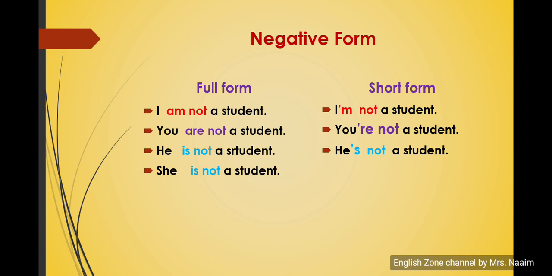هنا نفس الشيء مثل he and she، نفس الشيء is not نستعمل نفس الشيء بالنسبة له she و it. Okay. So is not a student. Now let's take a look at the short form. So she's not a student.